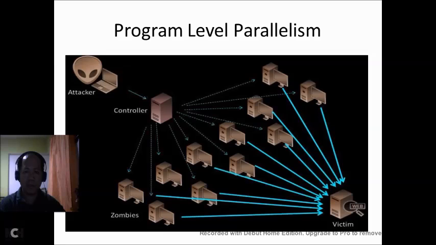Program-level parallelism is one type of parallelism, and this illustration below is actually a distributed denial of service. But this is an ideal illustration for program-level parallelism in which an attacker controls a single server or computer, and each program can execute simultaneously or in parallel to target a single victim.